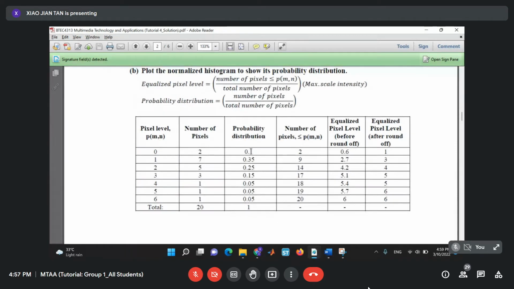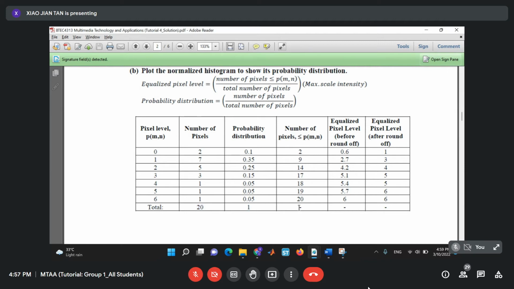So calculate the probability. The probability distribution is based on this: you have 2 here divided by the total number of pixels, which is 20. So 2 divided by 20, you get 0.1, and so on and so forth. After that, if you sum up everything, you will get 1. Why? Because 20 divided by 20 is 1. So the summation of the probability is always equal to 1.